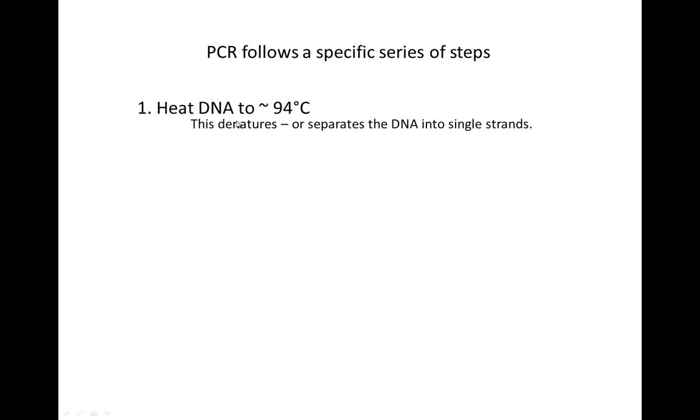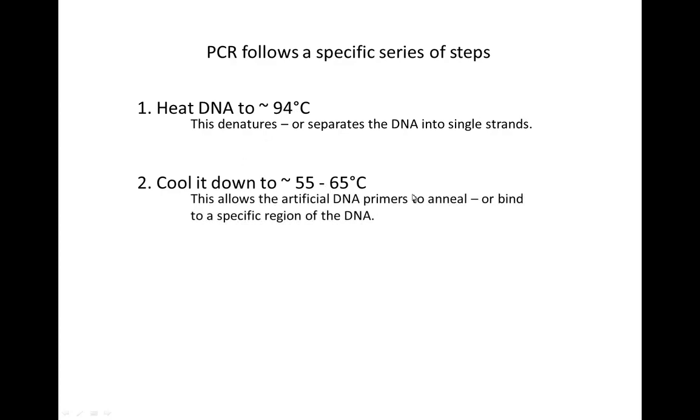So let's look at the steps that PCR uses. The first step is to heat the DNA up to 94 degrees, which is going to denature or separate the DNA into single strands. Then we cool it down to 55 to 65 degrees, and that exact temperature depends on our exact artificial DNA primers. I believe our exact temperature is somewhere in the low 60s. At this temperature, the separate single-stranded DNA won't recombine. It won't go back to being double-stranded.